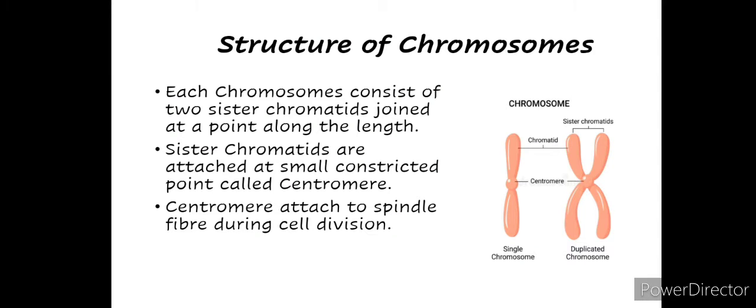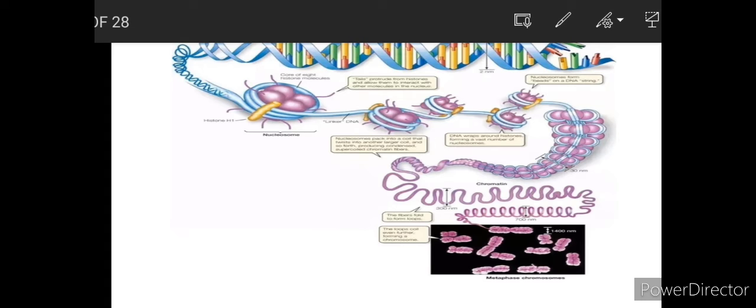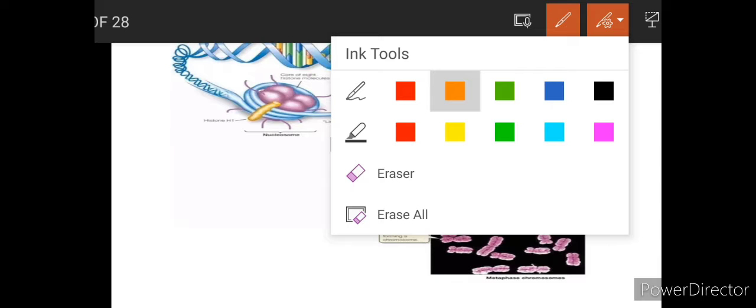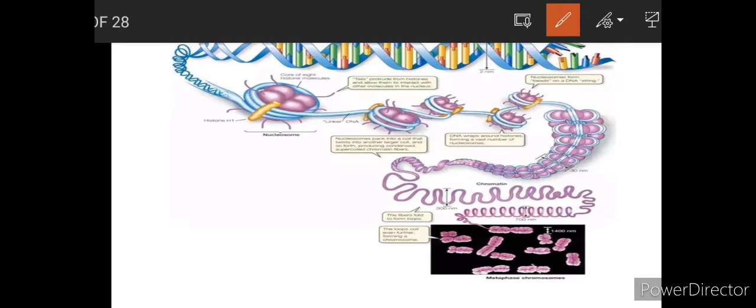Now let me explain. We have studied that this is a chromosome. Chromosomes are highly coiled forms of chromatin fiber. These are chromatin fibers. Now chromatin fiber is also a coiled form of histone proteins. You can see the histone proteins, and histone proteins are wrapped around this DNA.